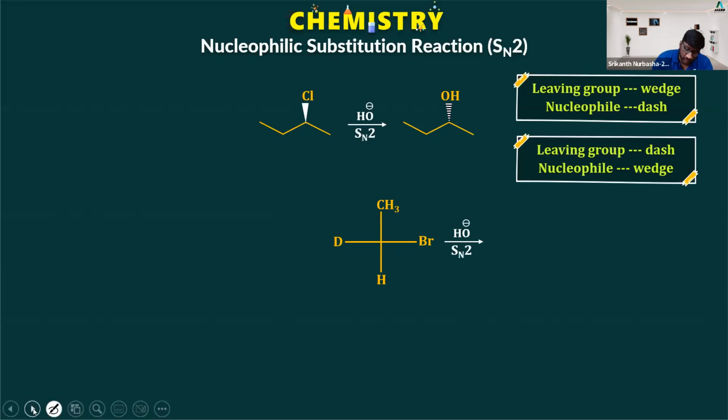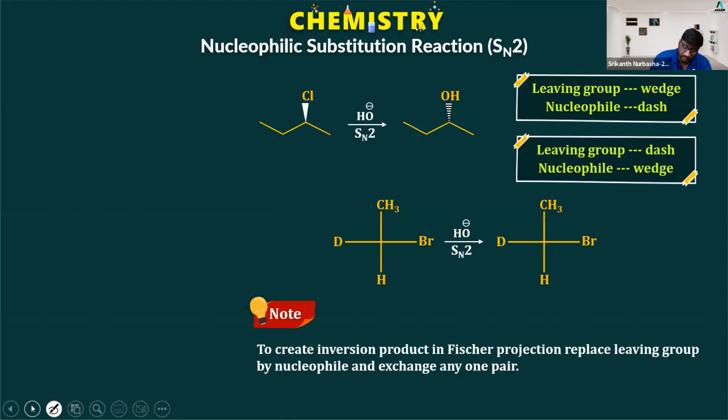So this is the Fischer position given to you. OH minus is now going to attack, and you will be leaving the bromine. So where should the OH be substituted? To create the inversion product in Fischer projection, replace the leaving group by the nucleophile and exchange one pair. Here you have to replace the bromine with OH. If I simply replace bromine and add OH here, that is not the inversion product. But if you exchange one pair, then you get CH3, D, OH, H. This is the correct product.